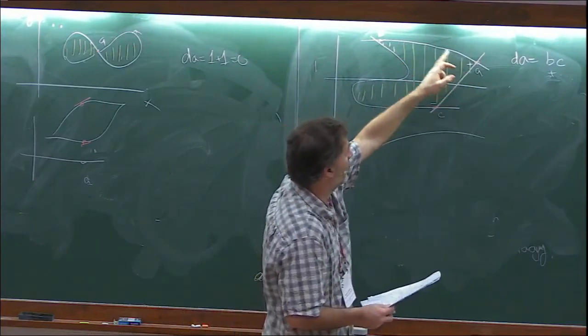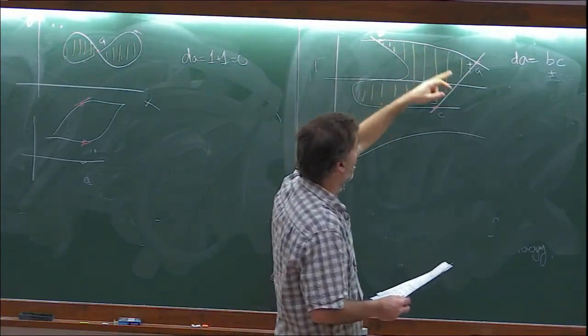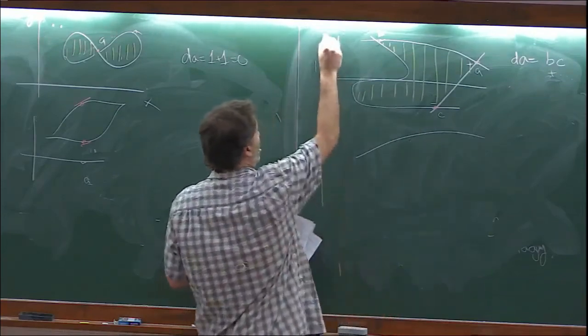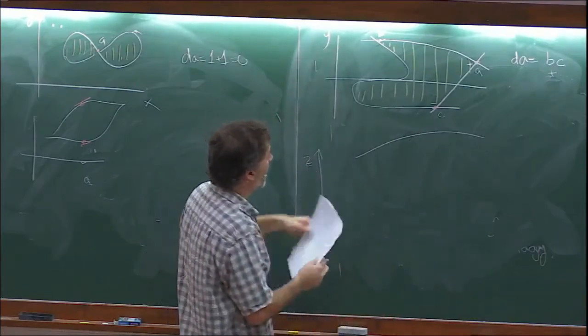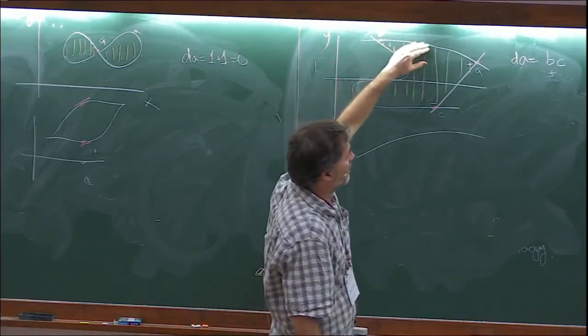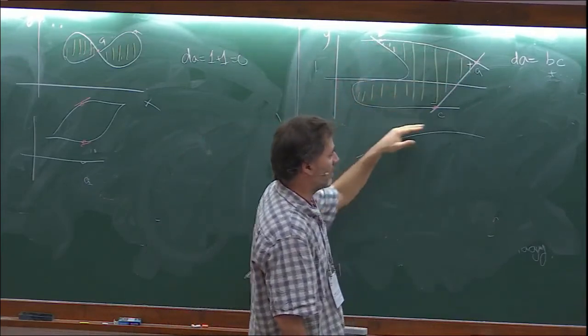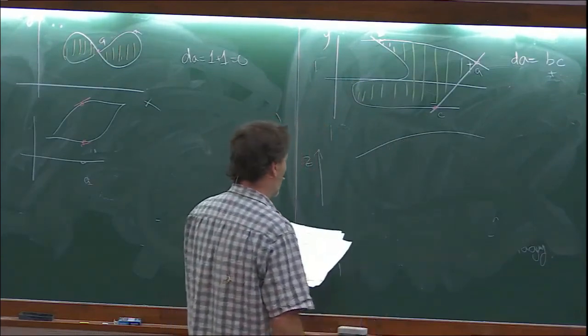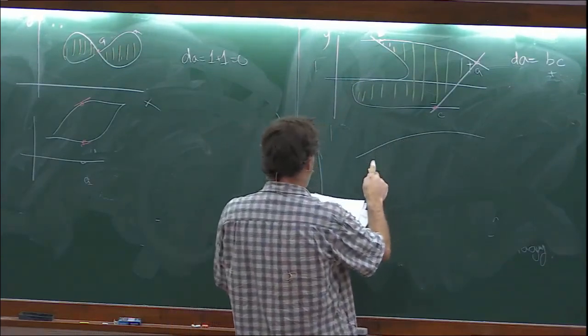Okay, so first I have a graph that looks like this. Remember, this is y and this is z. So I have here the y coordinate is positive but decreasing. That means the z coordinate is increasing but concave down. Okay, so that's why I drew it like that.